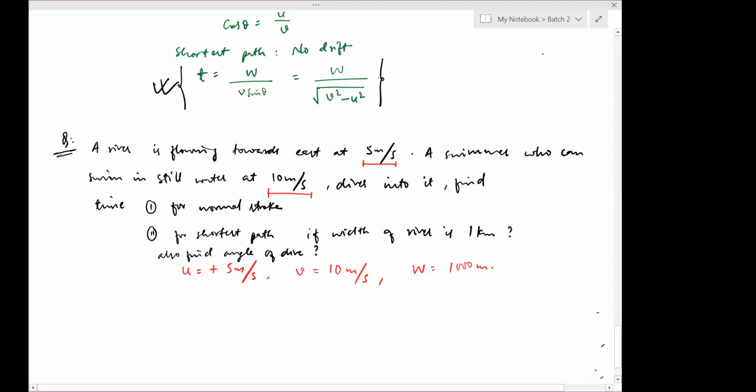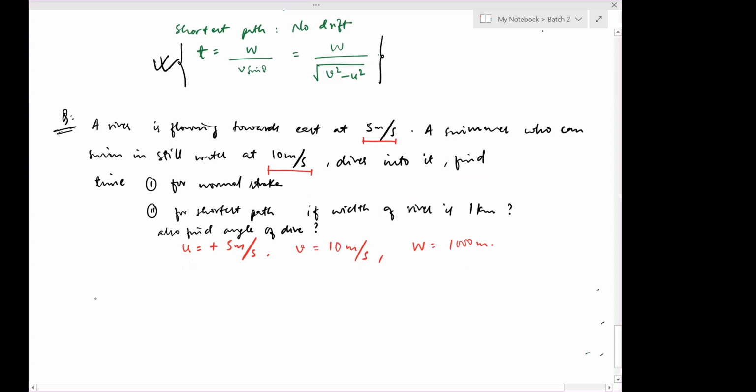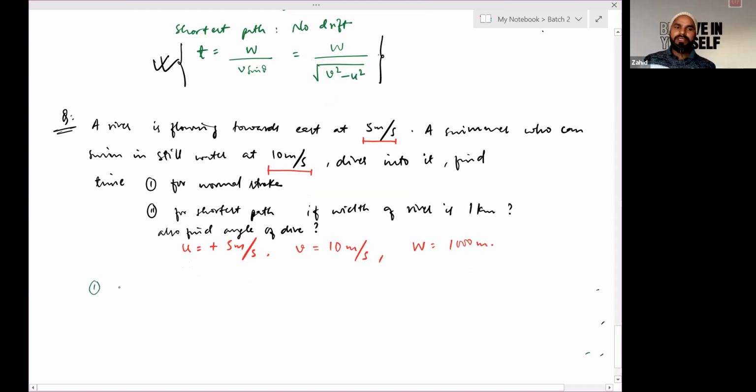Yes, sir. In the first part, for normal stroke, T is equal to width of river divided by velocity of swimmer. In the second part, for shortest path, T would be equal to width of river divided by root of V square minus U square. And in this path, the angle of dive would be U divided by V. Just put all the values in this part.